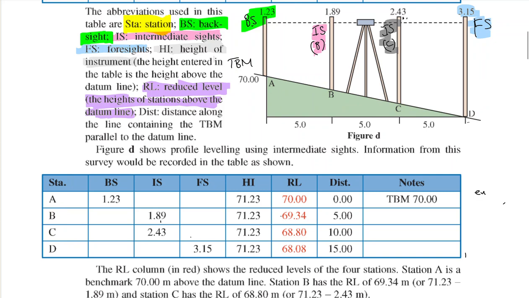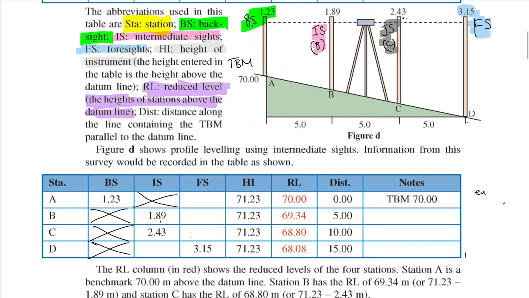So backside, the answer is given to you, 1.23. And backside is only at A. There is none at B, C or D. So we can cross those out. We don't need to fill values in there. Intermediary sight, we've got one at B, 1.89, and we put that one there. And then at C, we've got 2.43, and we put that one there.